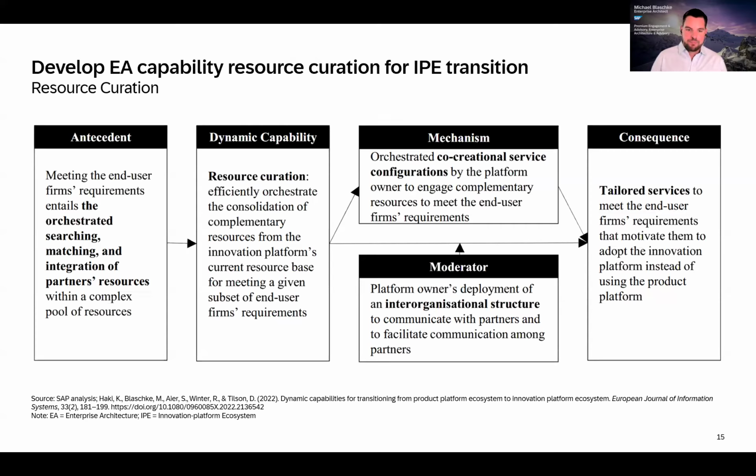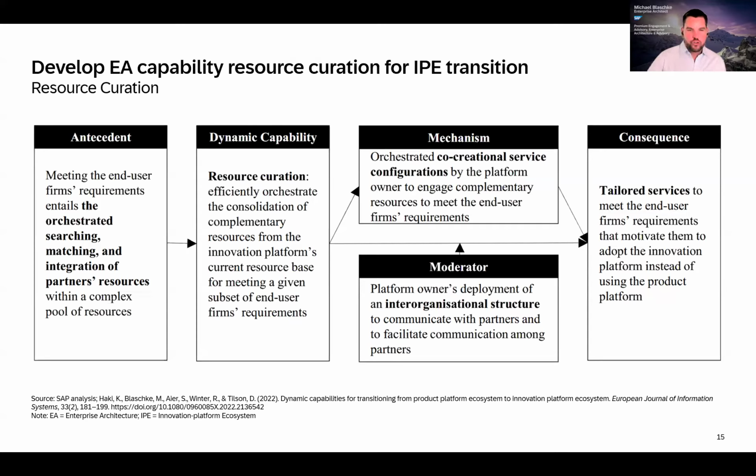And this mechanism or this process is moderated by the platform owner's deployment of an inter-organizational structure. And this structure is needed to communicate with partners, to facilitate communication among partners. So I now deep dive into the first EA capability, that is resource curation. The deck contains this deep dive into all 4 of these EA capabilities.